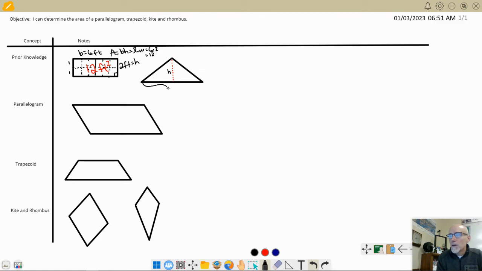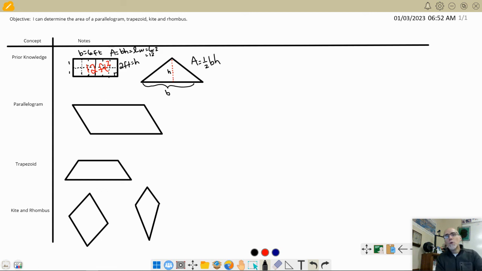And then this length down here is my base. And a triangle is half of a rectangle. So if you had a rectangle here, I'm not going to draw it in because it might clutter up my picture. But if you had a rectangle, here's the base, here's the height. The area would just be base times height. But a triangle is actually half of the rectangle. So the area formula for the triangle is 1/2 base times height.